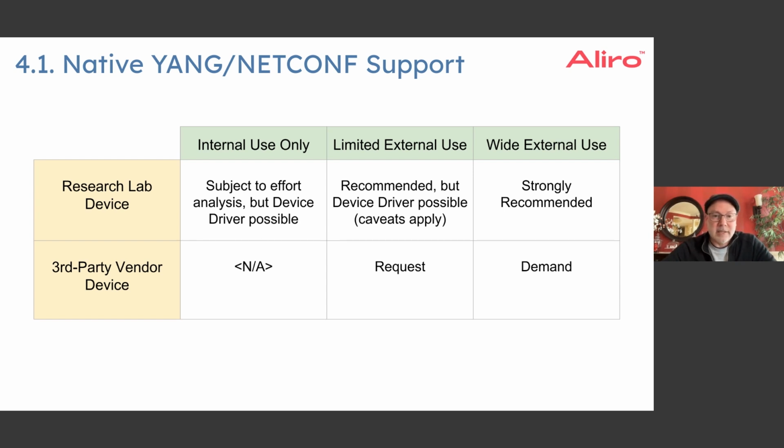On the columns, we have how the device is being used. Is it meant to only be used internally, or will it have some external but limited use? Or is it expected that the device will be widely used and have broad deployment? Okay, now that we understand the rows and columns, we can dive in.